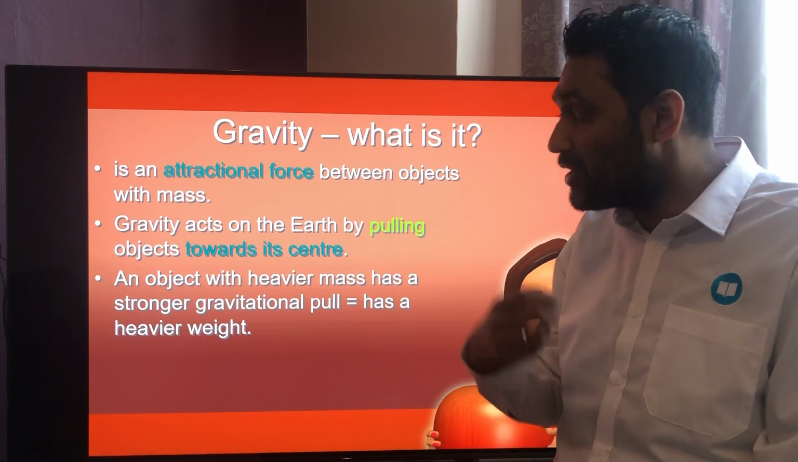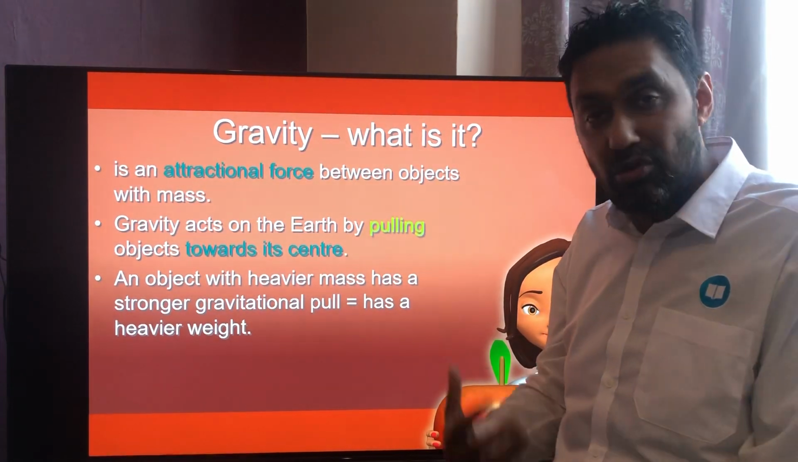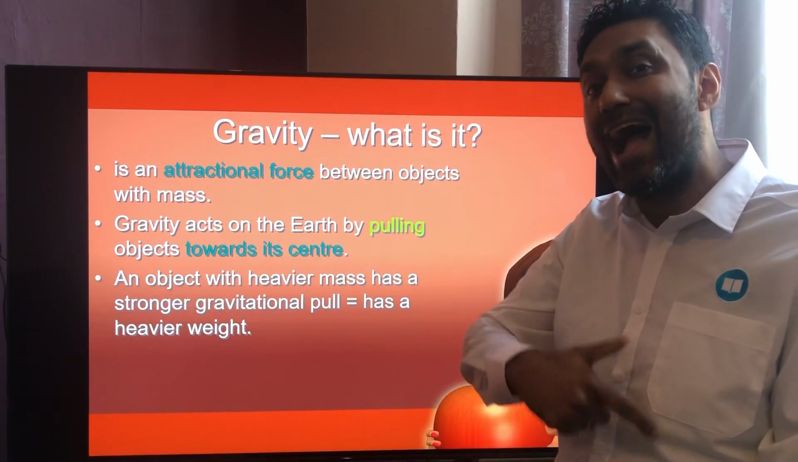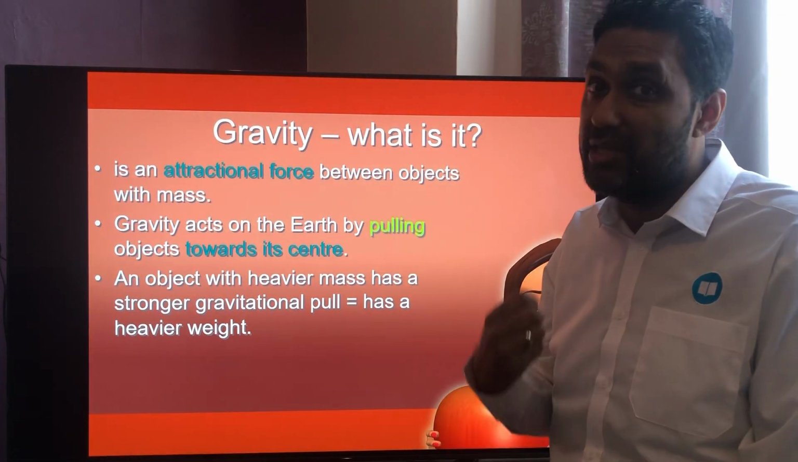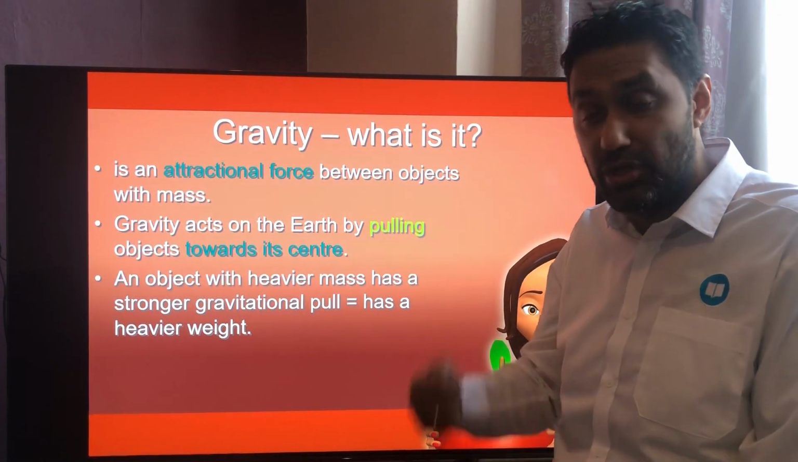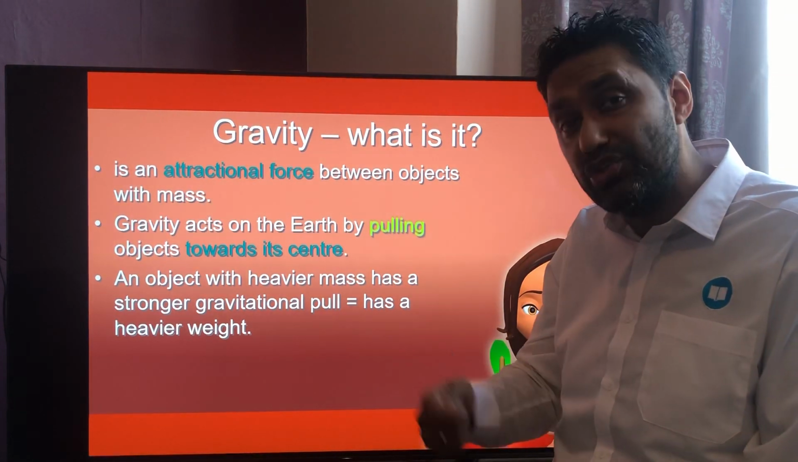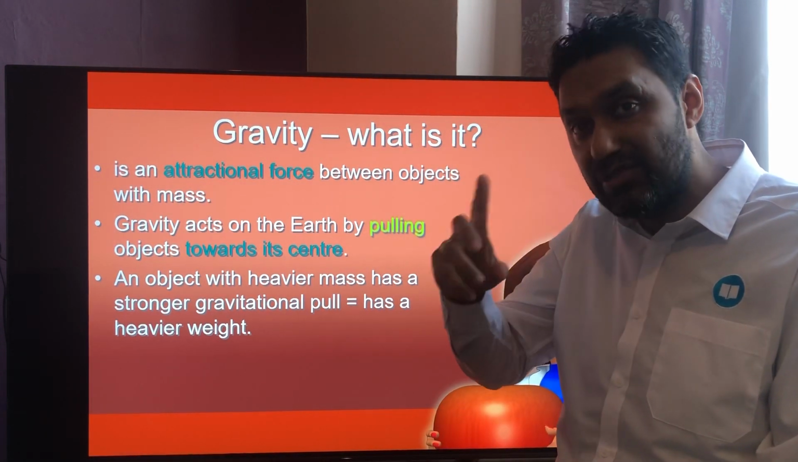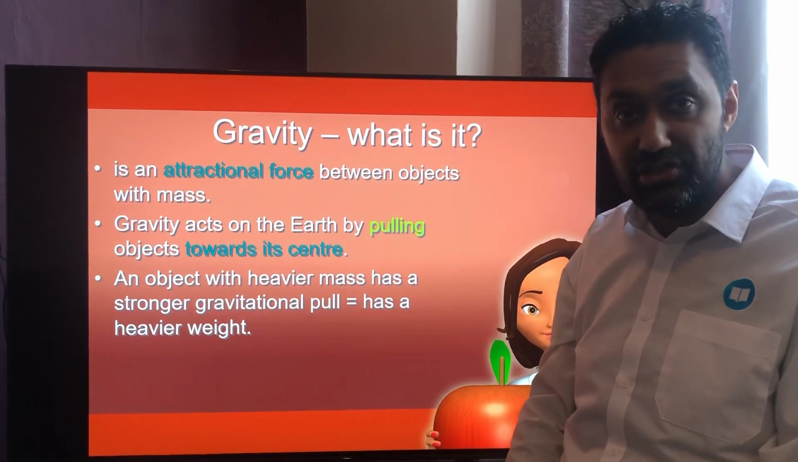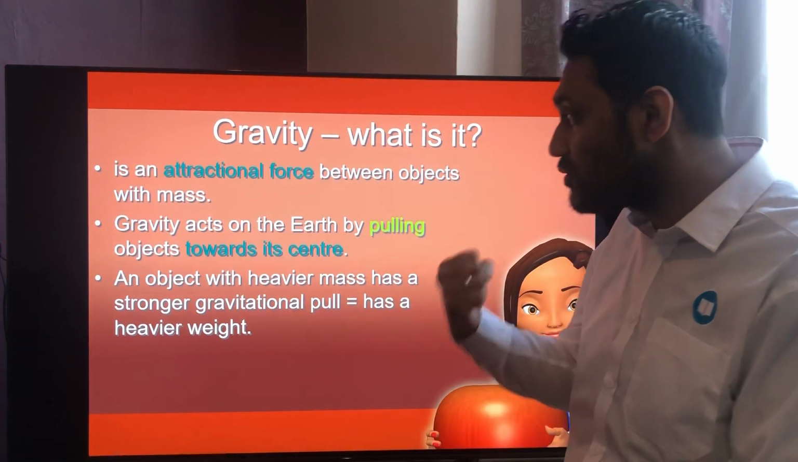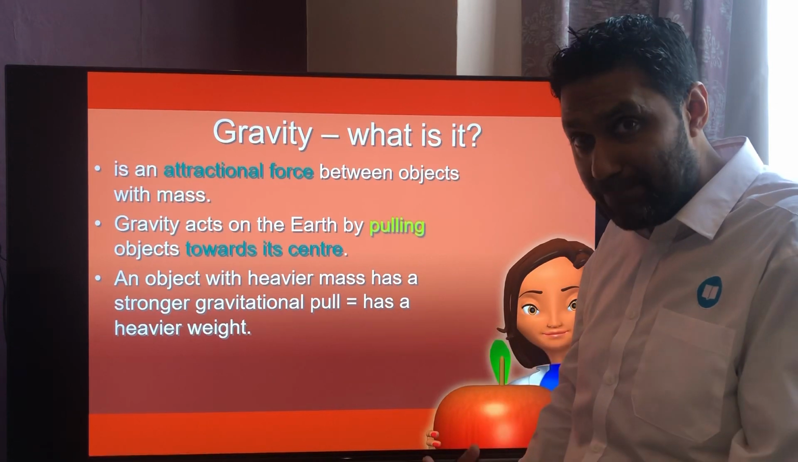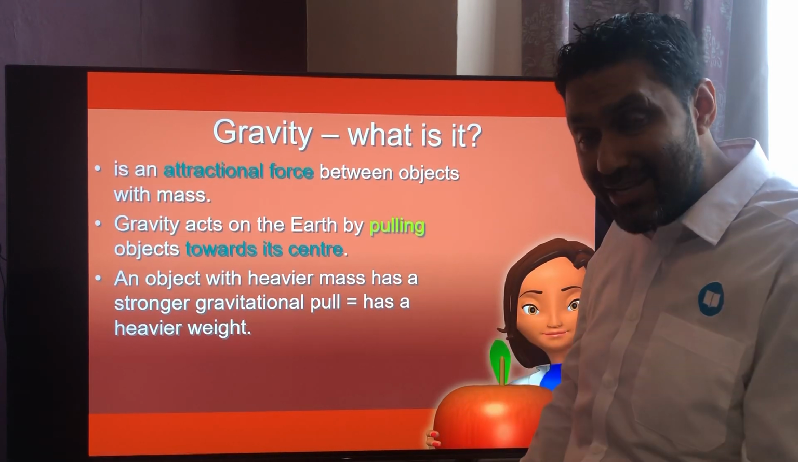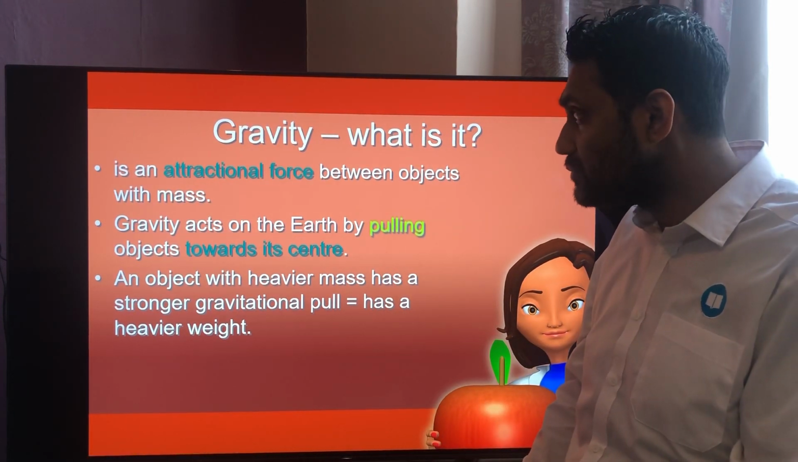Only if you're in a space shuttle or a rocket can you actually get out of the Earth's gravitational field strength, the gravitational pull. You need to hit something called the escape velocity, where you go fast enough with enough force to get out of the atmosphere, and then you can just carry on into space. But gravity is always a pulling force. It will always pull down. And the bigger the planet, the bigger the object, the greater the gravitational pull.